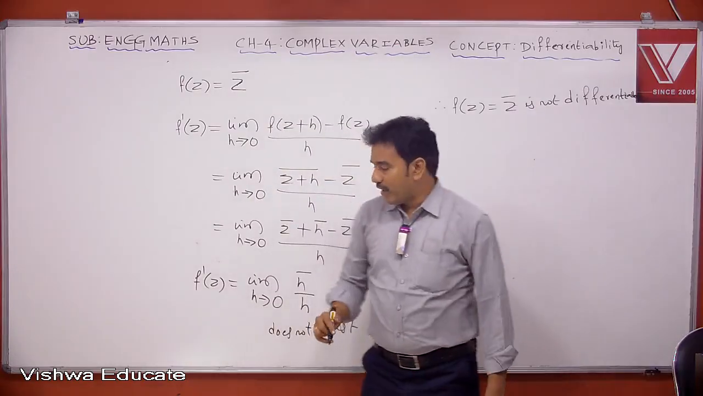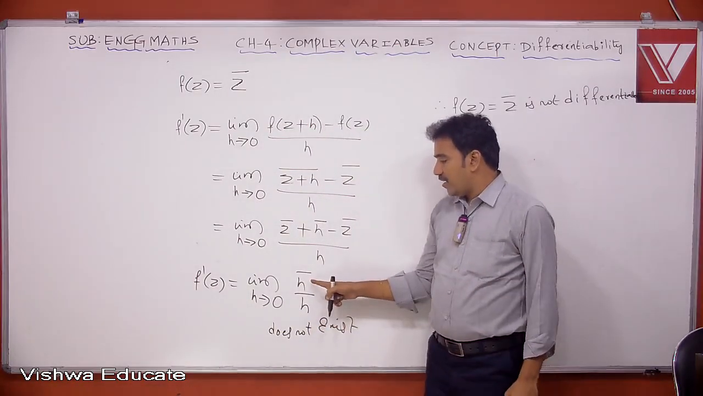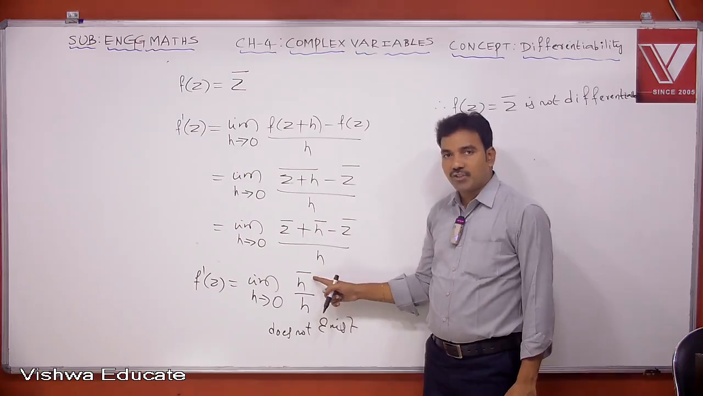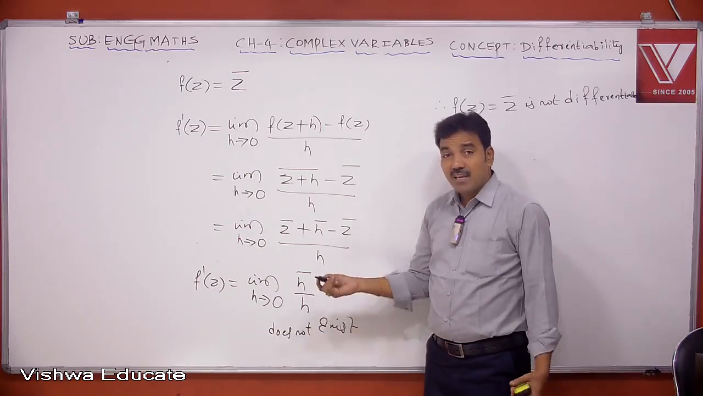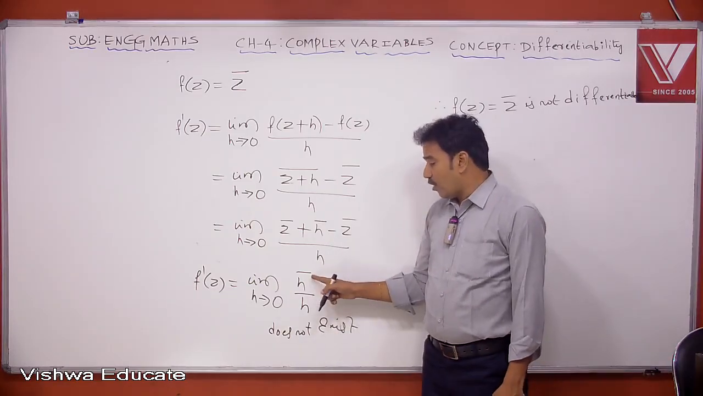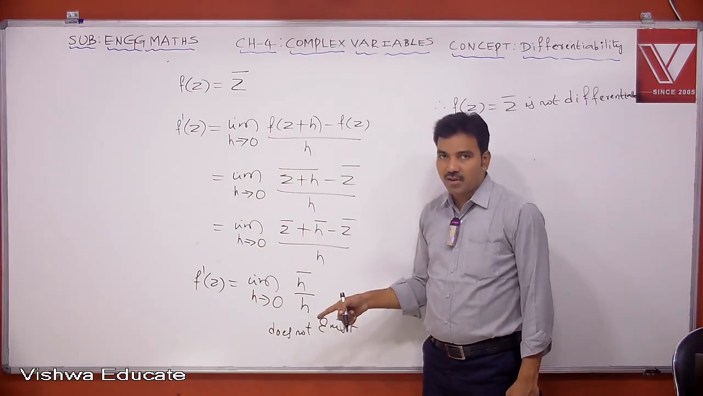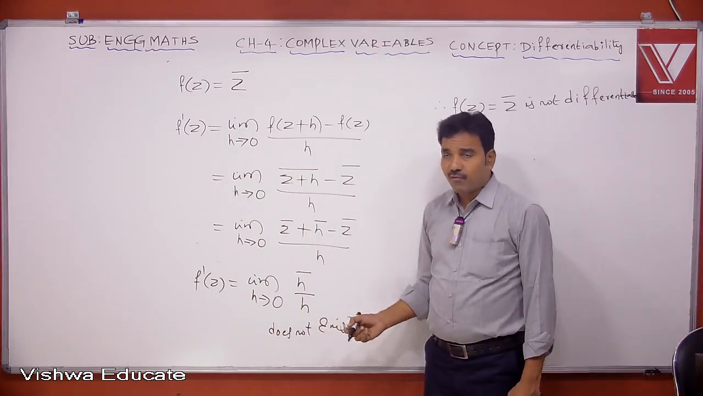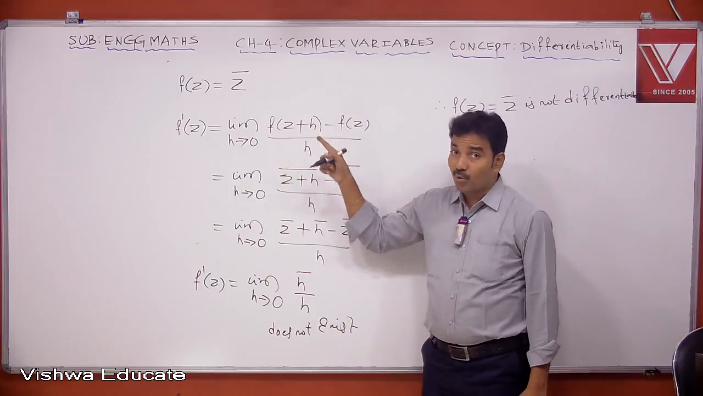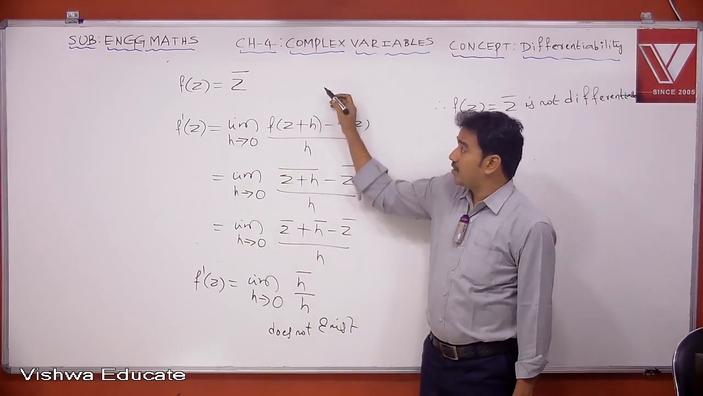Generally people will get doubt at this point. People will write h bar, they will take h bar equal to h. That is true when h is a real number. If h is a complex number, h bar will not be equal to h. In that case you cannot cancel out. So the limit does not exist. Therefore f of z equal to z bar is not differentiable. Very powerful example, note this.